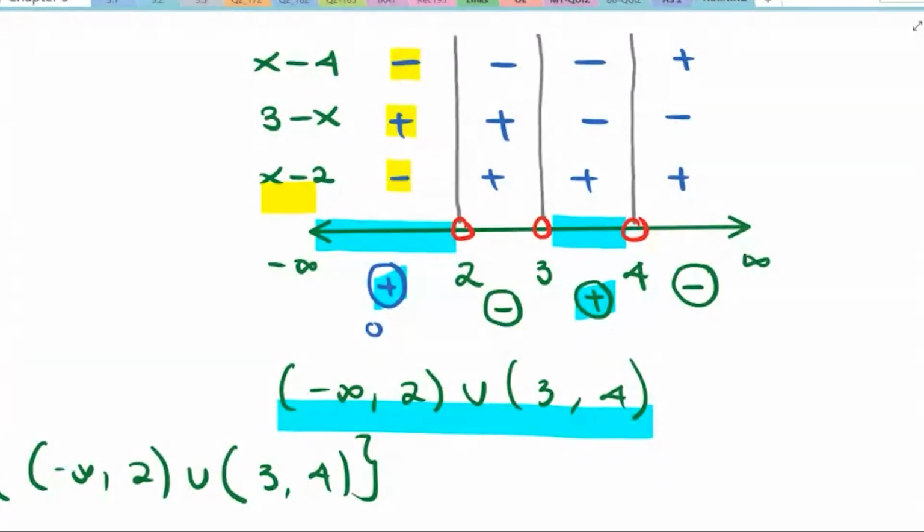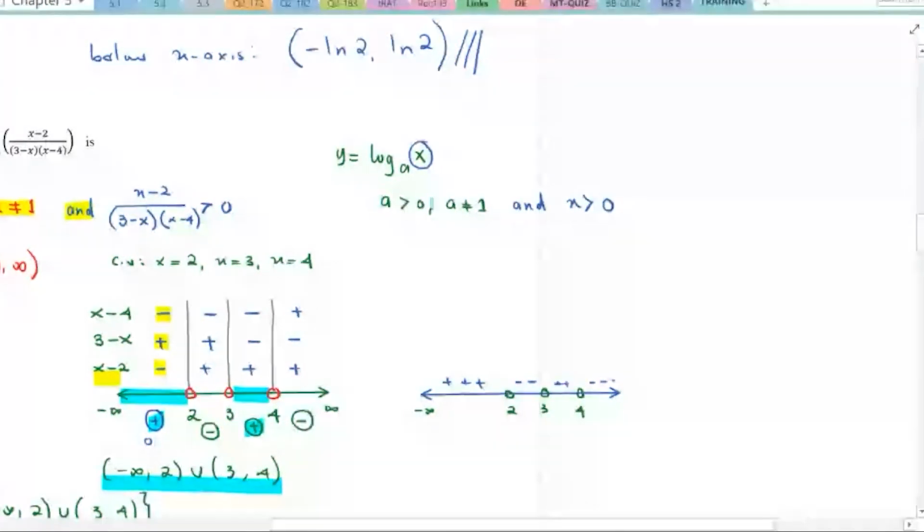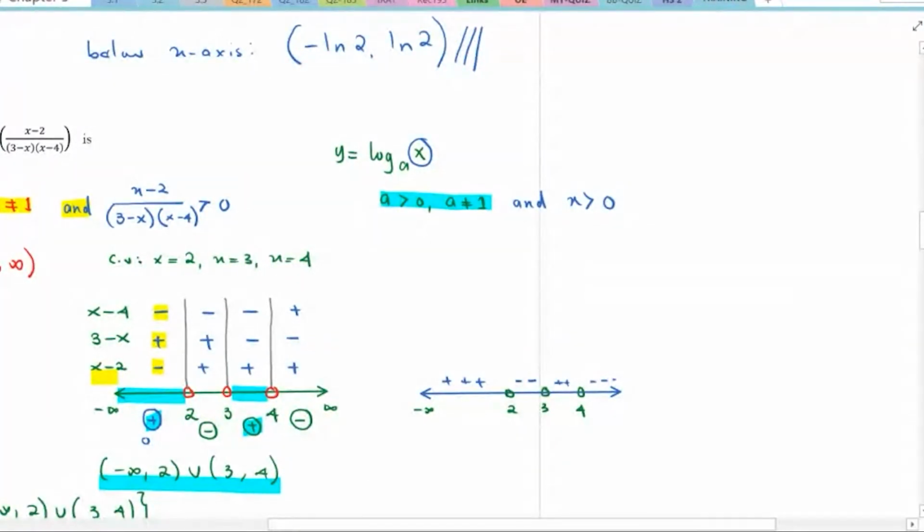Okay. Mr. Tamir, you have a question? The base of the log is always greater than 0 and not equal to 1. Is it clear, gentlemen?